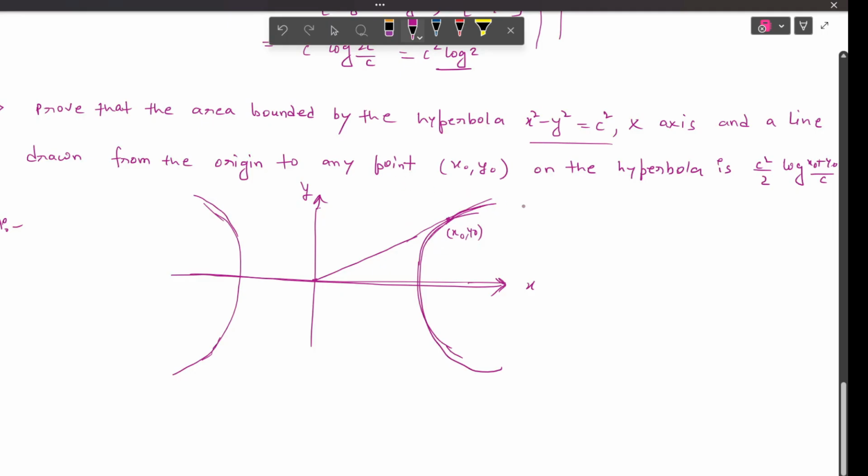Now let us draw a perpendicular here. So what would be the area? Area bounded by the hyperbola, the x-axis, and a line drawn from the origin to any point x naught y naught on the hyperbola is this. So we need this area, this total area.